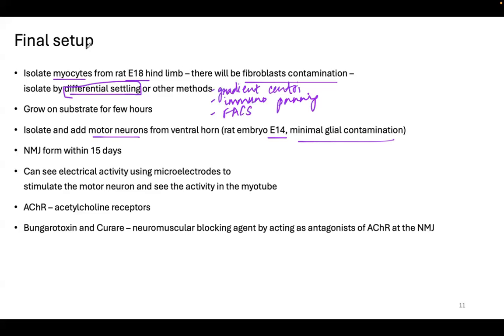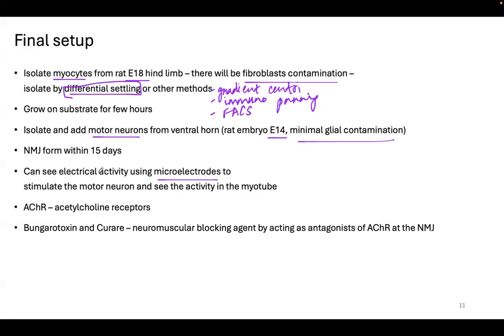So the way people have optimized this is you first plate pure myocytes, grow them for a few hours, and then you add neurons. Of course it's going to take time for your motor neurons to find these muscles and make good, strong NMJs, neuromuscular junctions, which form in 15 days. Then you take microelectrodes, which are small, on the micrometer scale, stimulate the neuron and see the activity in the myotube.